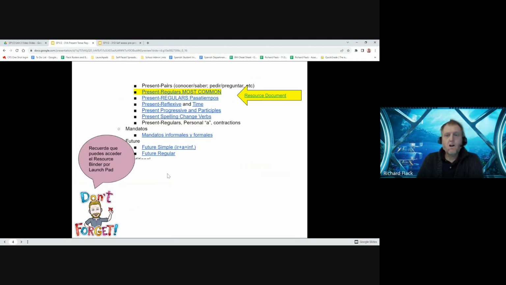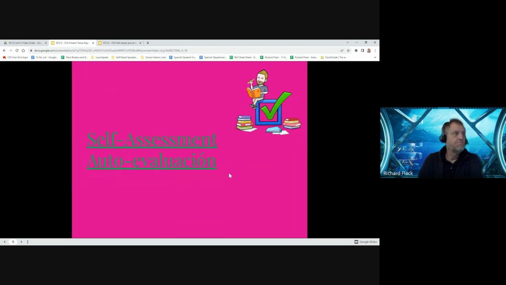All right, as always, this sheet here with your verbs and your conjugation rules is available to you anytime on your online resource binder. It's in the verbs section, and it is the present regular's most common verbs.